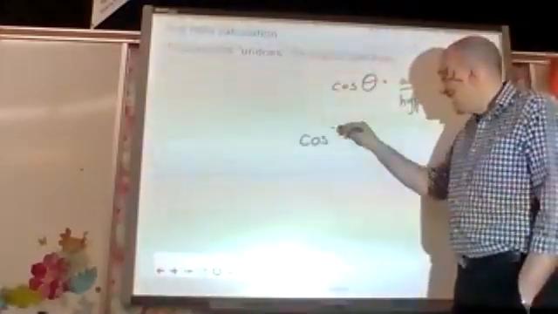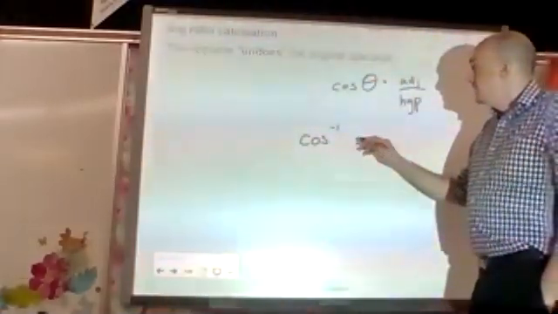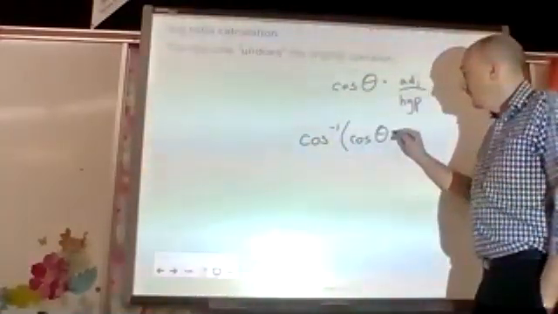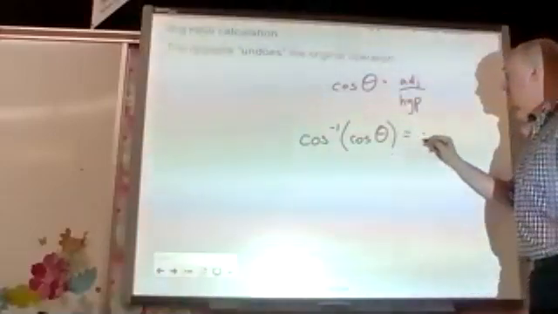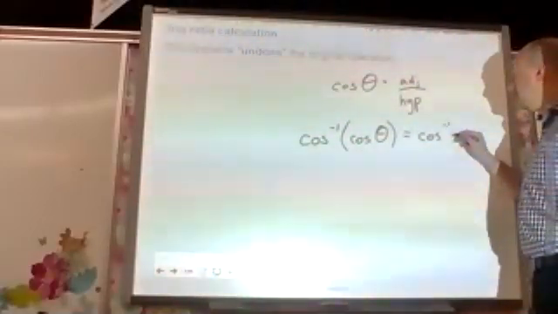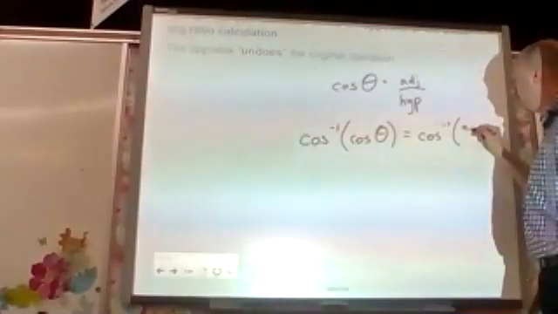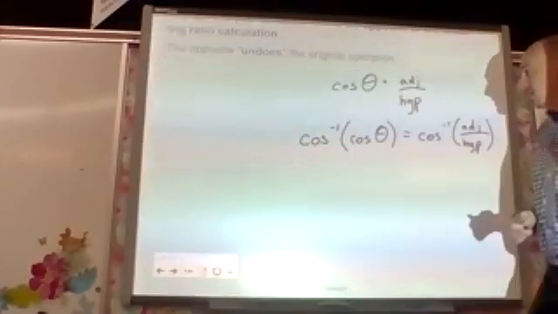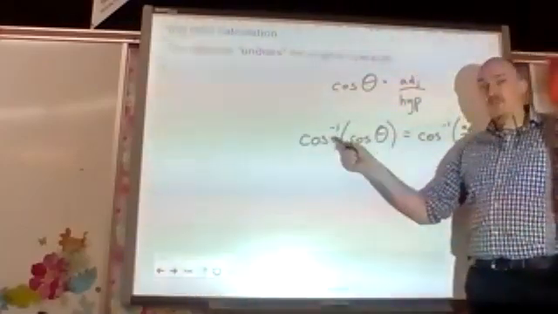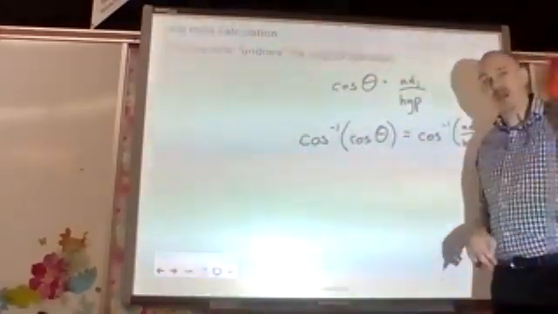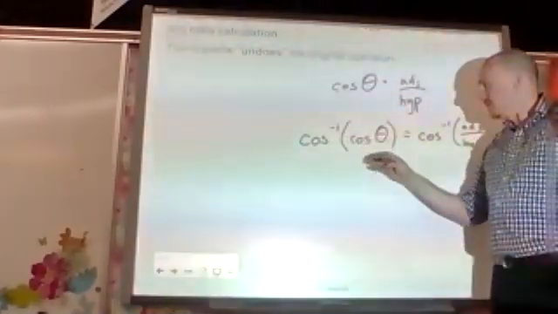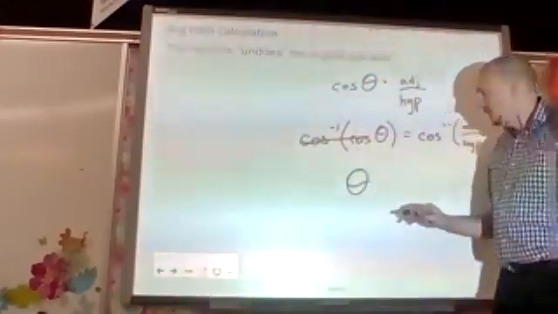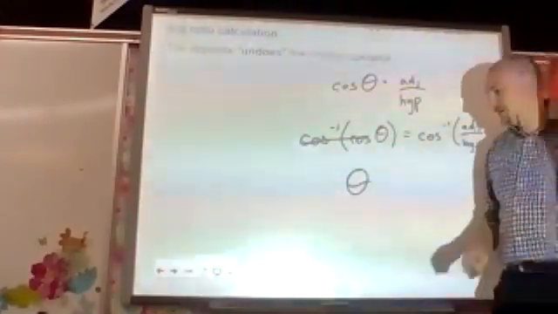Cosine inverse, cosine to the -1. So we're going to take the cosine inverse of both sides of this equation, because the cosine inverse is the function that is designed to get rid of cosine and leave theta by itself. So when we do this, it does its job. They cancel each other out. We're left with just theta equals the inverse cosine of adjacent over hypotenuse.